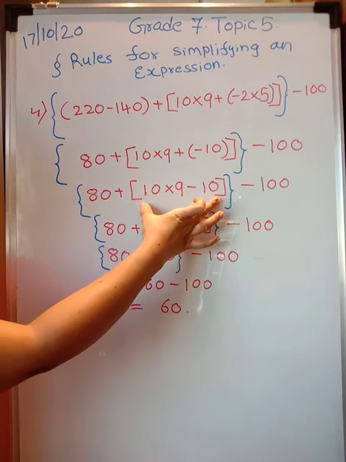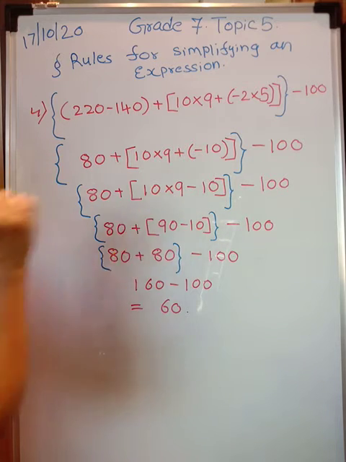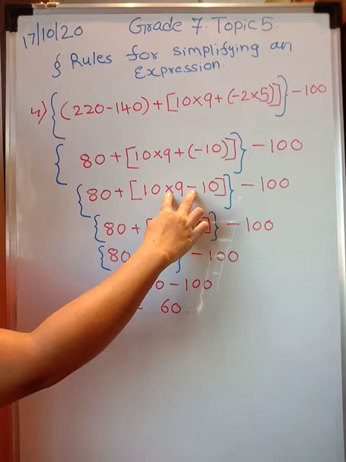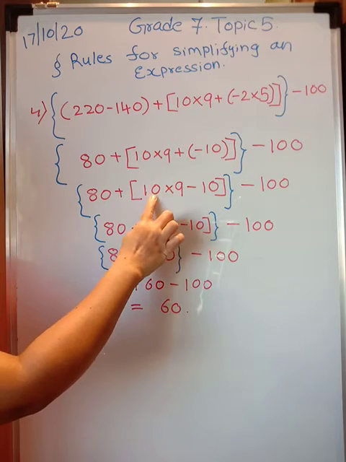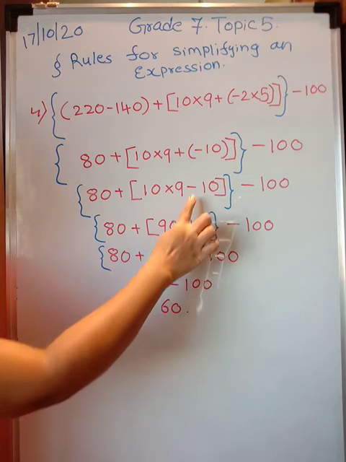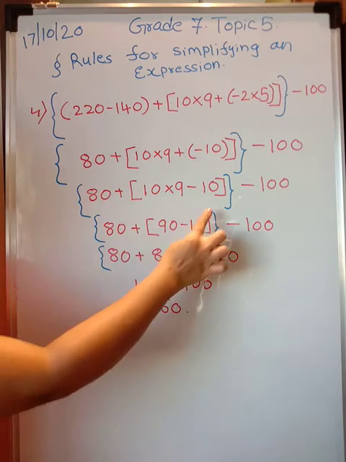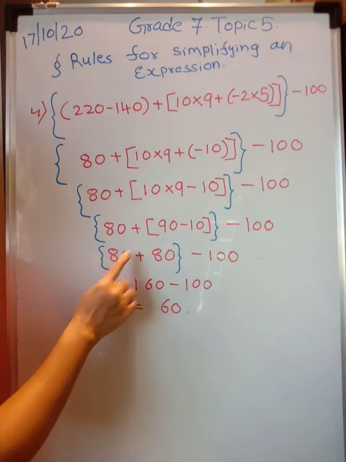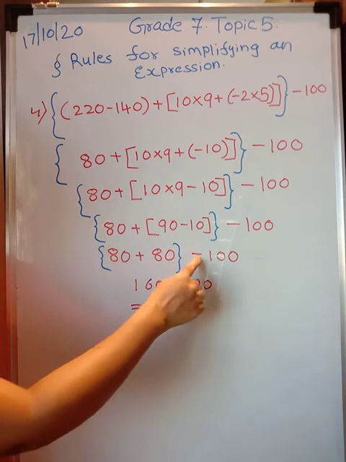Again solve this bracket first. Which bracket is inside another bracket? You have to solve that inside bracket first. Now here you have two signs, multiplication and subtraction. According to BODMAS, multiplication should be solved first. So 10 into 9 is 90, minus 10. So this becomes one bracket. Here plus 80 covered in blue bracket, minus 100. Now again you have 80, 90 minus 10 is 80. In blue bracket, minus 100.